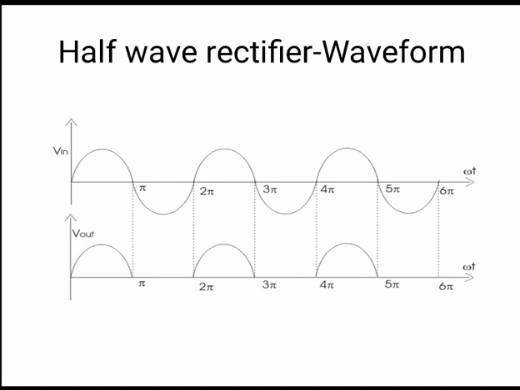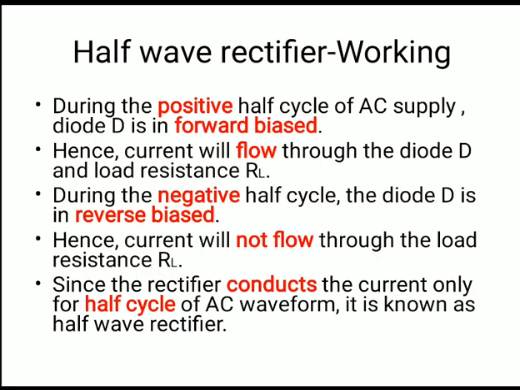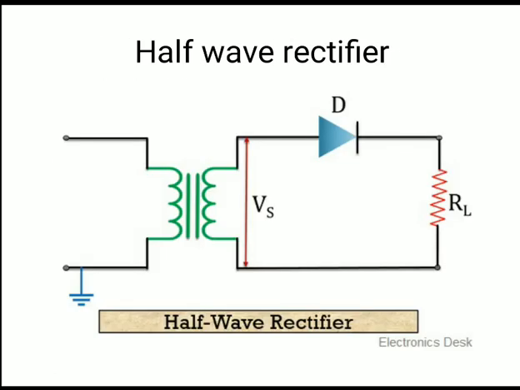Again, from 2 pi to 3 pi, the diode will be in forward bias, and current starts flowing through RL. So this cycle repeats, and we get the voltage for every positive half cycle, but we don't get current for the negative half cycle. Since we are getting the voltage only for the half cycle, it is known as a half wave rectifier.